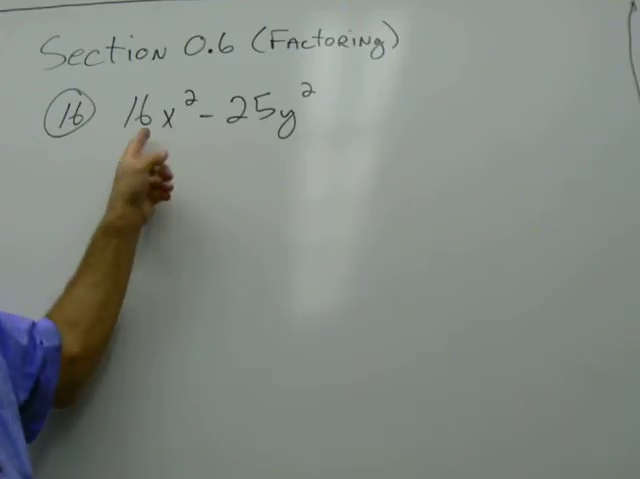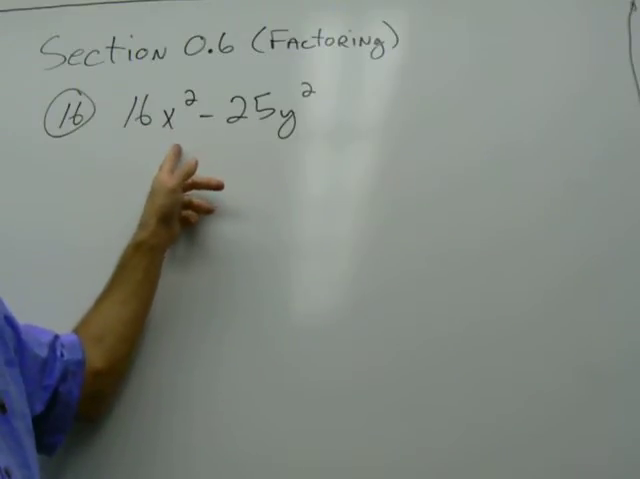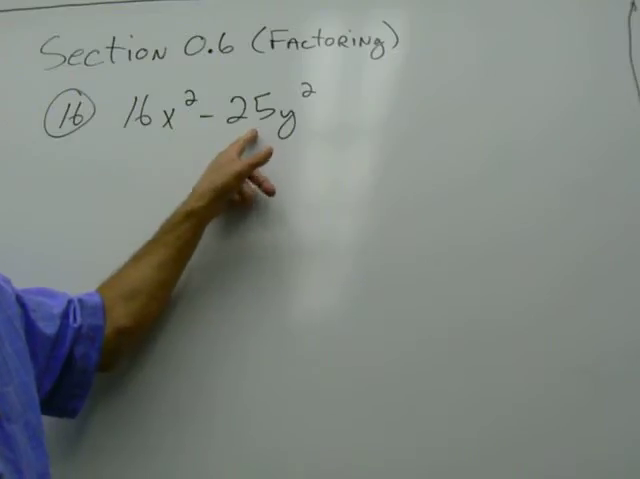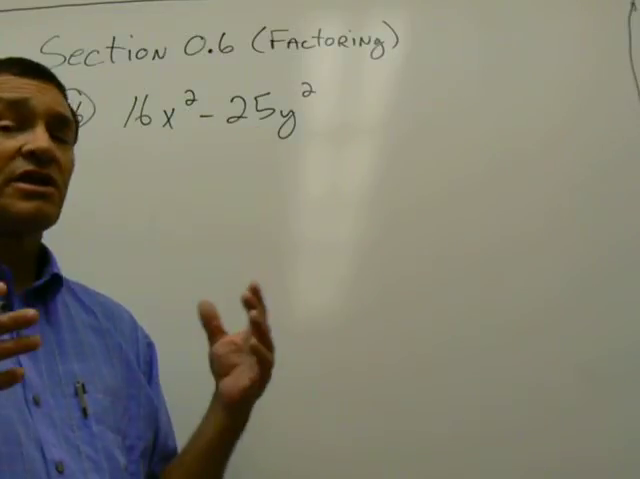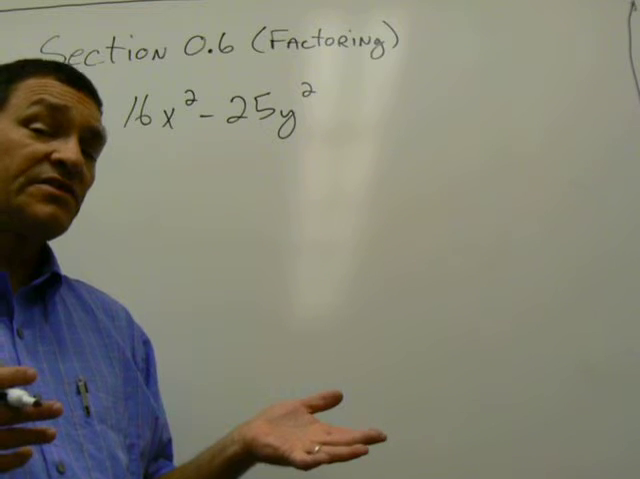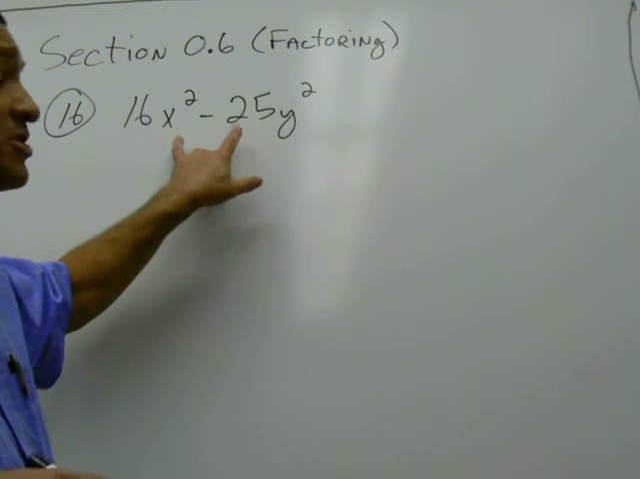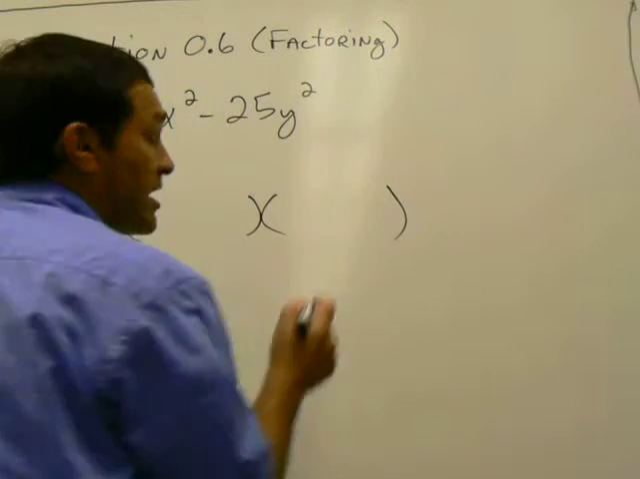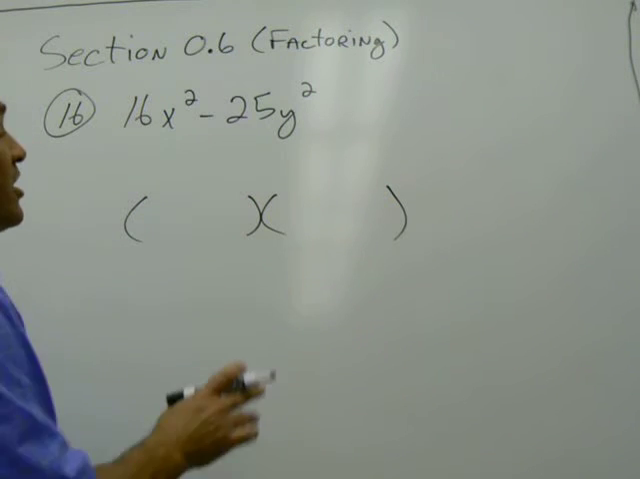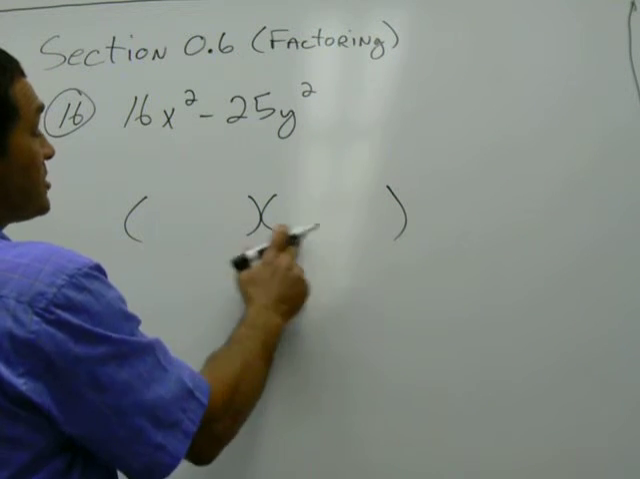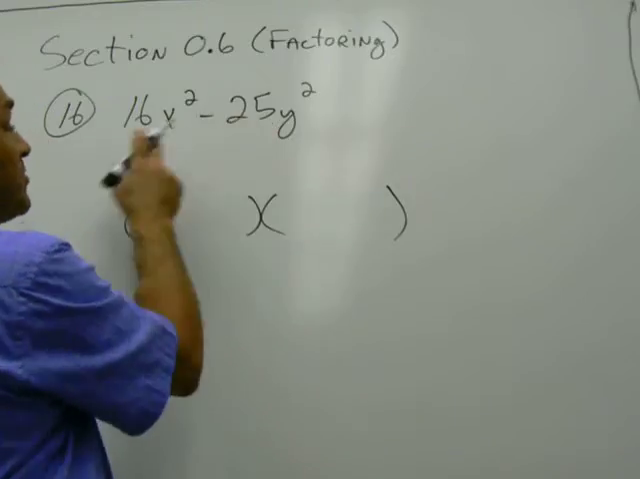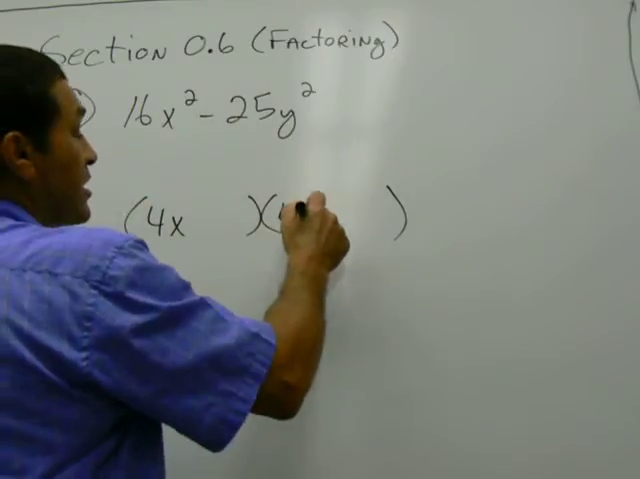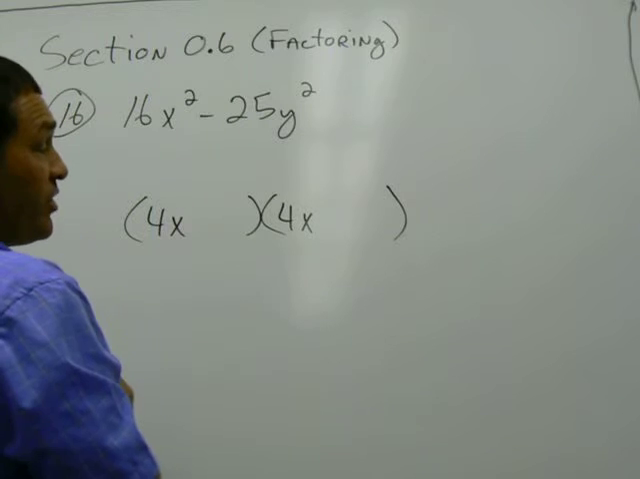If you look carefully at the first term, 16x squared, that's a perfect square. The second term, 25y squared, is a perfect square. You remember from our last section on shortcuts for multiplying that you get a difference of two perfect squares when you multiply a binomial sum times its corresponding binomial difference. The first term of each of your binomials is going to be the square root of the first term here. 4x times 4x gives you your 16x squared.